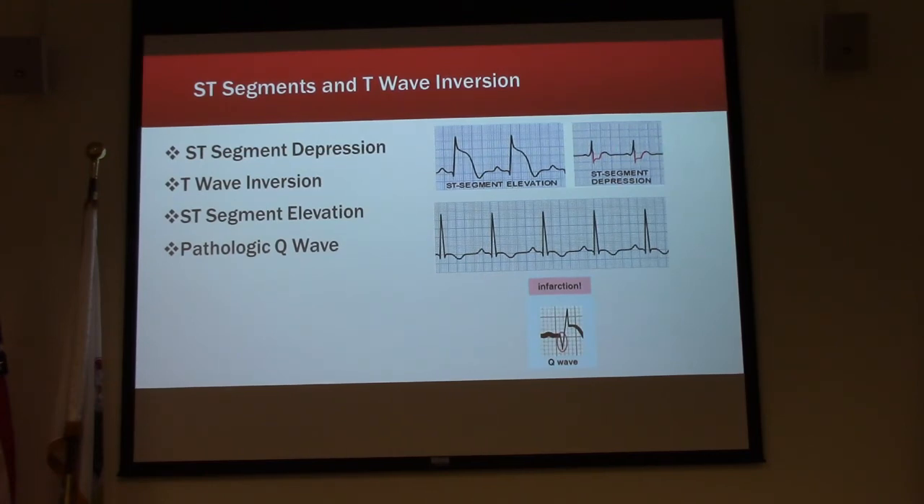The other thing is T-wave inversion. T-wave inversion can also indicate ischemia, means the heart's irritated, it's not happy right now, but you can do something about it.